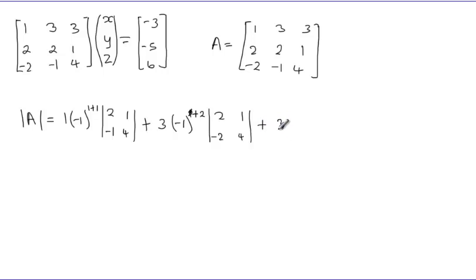Then the next thing is going to be plus another 3, times minus 1 to the power 1 plus 3. Then we are left with 2. Remember, dropping out the first row and the last column, we're left with these entries here: 2, 2, negative 2, negative 1. Then you've got that.